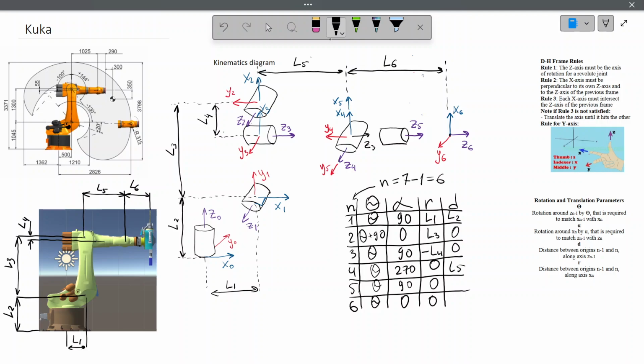Next, Z4 looking for us. So here we don't have any distance, 0. And between Z5, Z6 we have this distance L6. So that's how we finished the DH table.